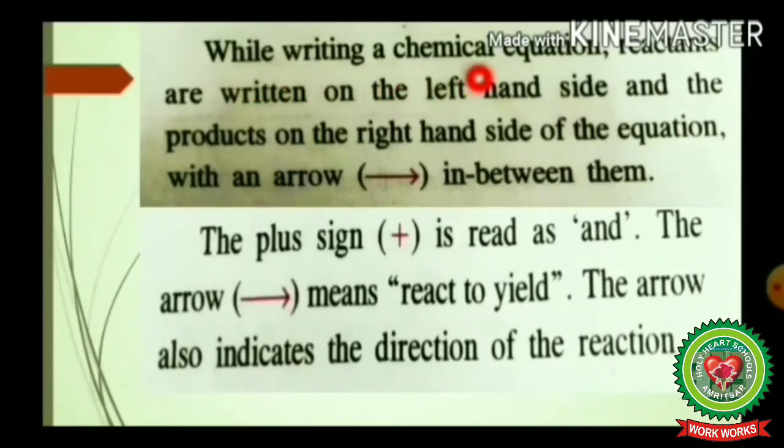While writing a chemical equation, reactants are written on the left hand side and the products on the right hand side of the equation with an arrow in between them. The plus sign is read as and. The arrow means react to yield. The arrow also indicates the direction of the reaction.